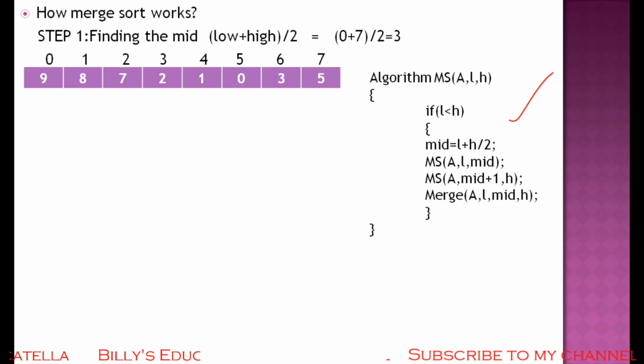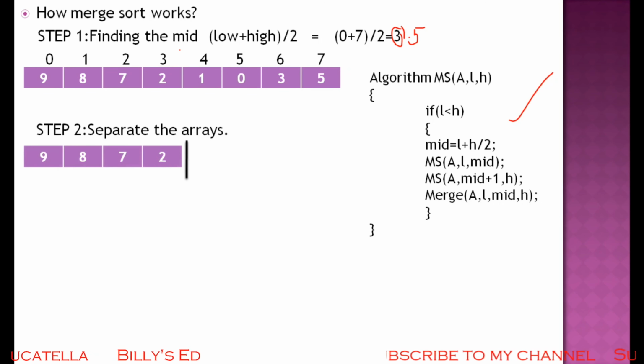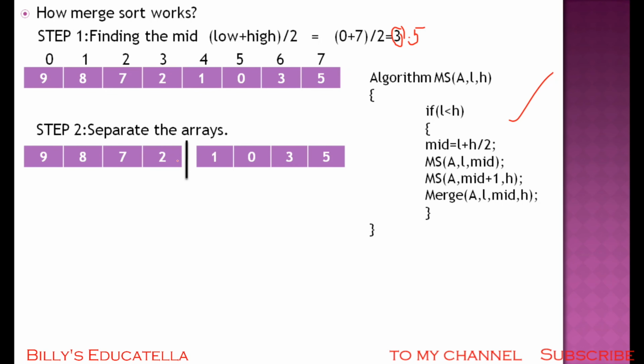Step 1, first find the mid: low plus high by 2. So 0 plus 7 by 2, the value is 3.5. As we take the integer value, the value is 3. So at 3 we divide it into two halves. Separate the arrays. Step 2. Here we separate these arrays into two halves.